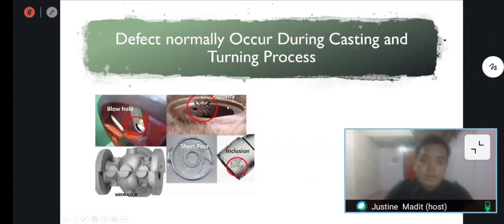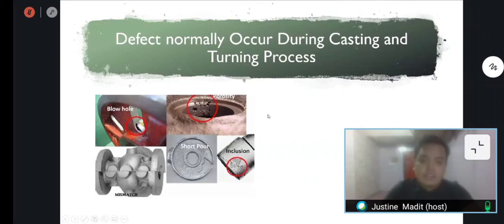Mismatch may happen when the two molds in sand casting are not properly aligned with each other. Porosity is basically when there is air inside the mold pattern.